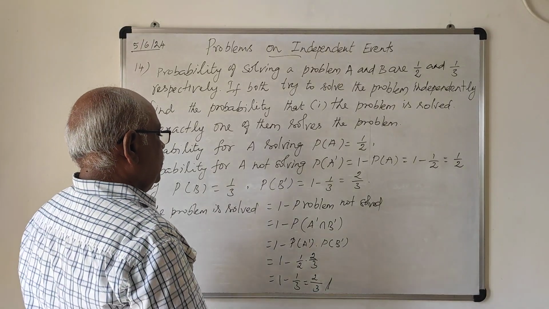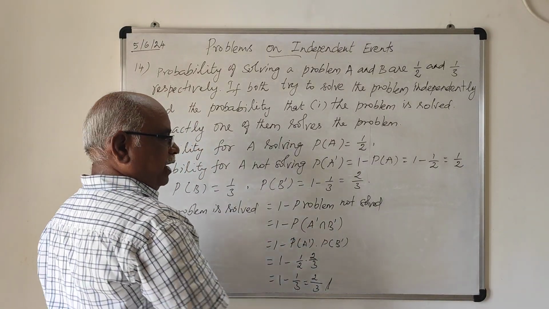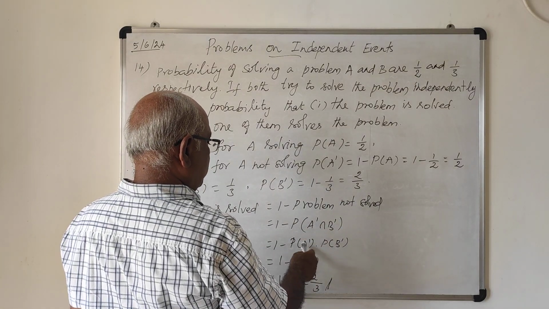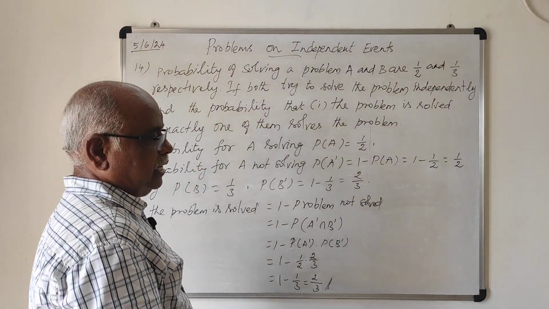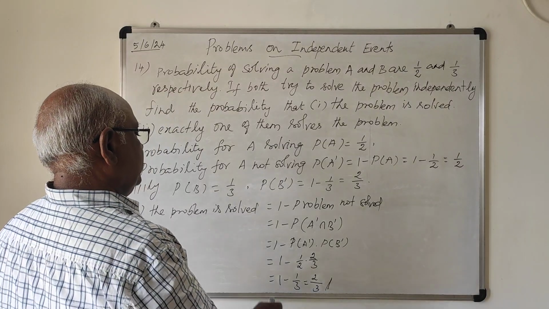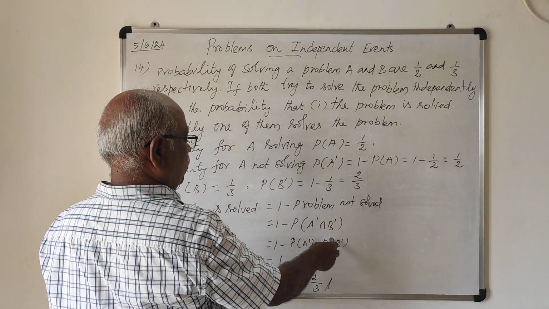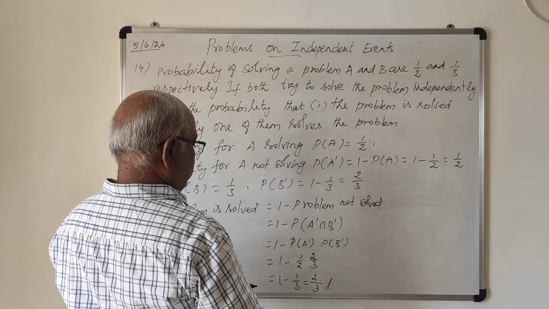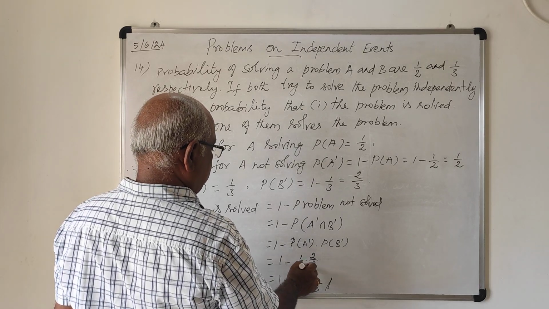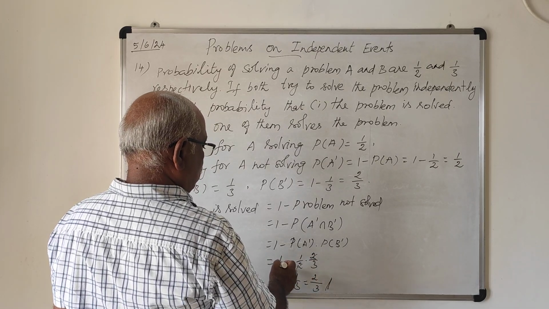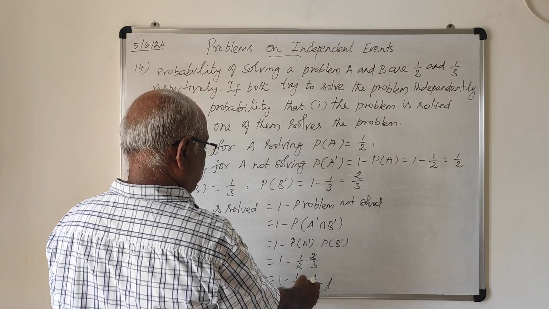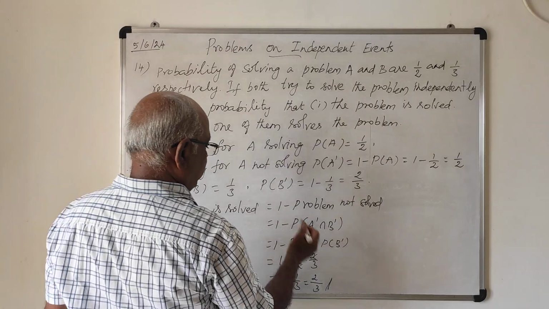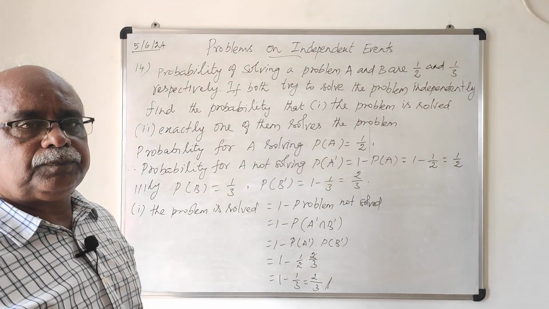Since A dash and B dash are independent events, 1 minus P of A dash intersection B dash is P of A dash into P of B dash, because A dash and B dash are independent. Therefore, P of A dash is 1 by 2 and P of B dash is 2 by 3. On simplification, the 2 cancels, and you get 1 minus 1 by 3, that is equal to 2 by 3. Therefore, the probability that the problem is solved is 2 by 3.